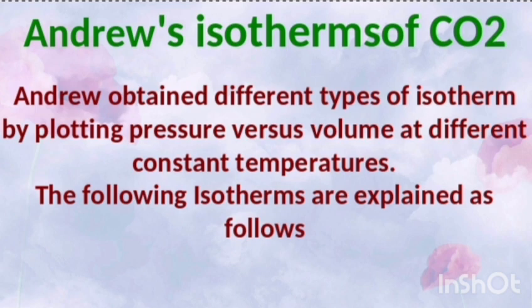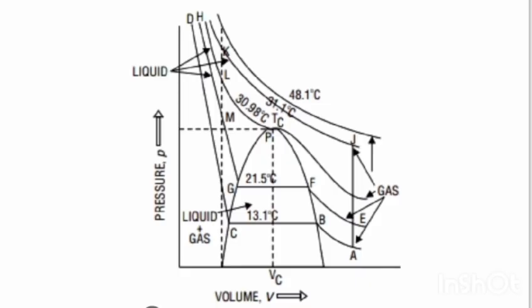Andrews isotherm of CO2. Andrews obtained different types of isotherms by plotting pressure versus volume at different constant temperatures. The following isotherms are explained as follows. This graph explains Andrews isotherm of CO2.